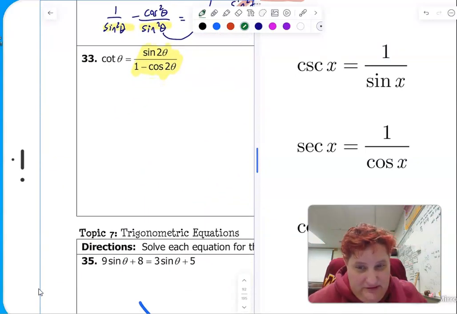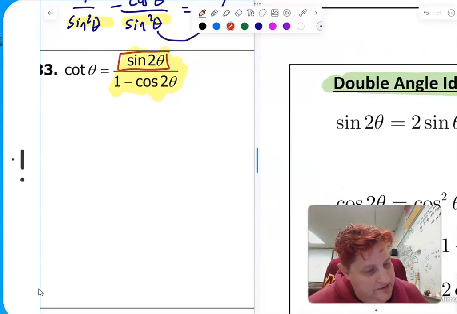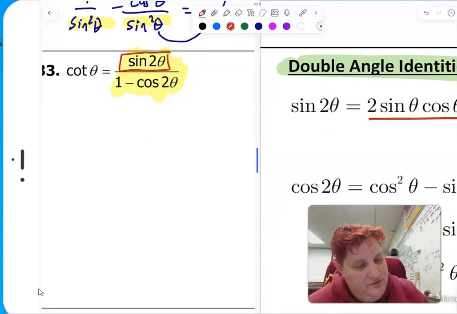Alright, now let's look at this one. I think we've seen this before. Okay, for double angle sine, you guys, there's only one choice. It is 2 sine cosine. That's the only option. Okay?